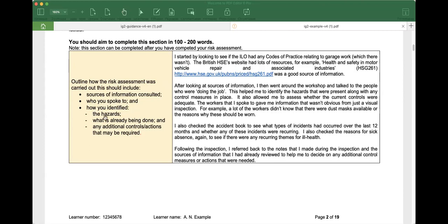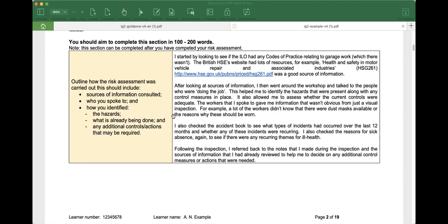How you identified the hazards. I also checked the accident book. I also checked the reason for sick absence. Following the inspection, I referred back to the notes that I made during the inspection and the sources of information that I had already reviewed to help me to decide on any additional control measure or action that were required.